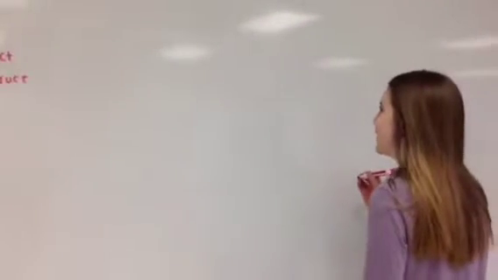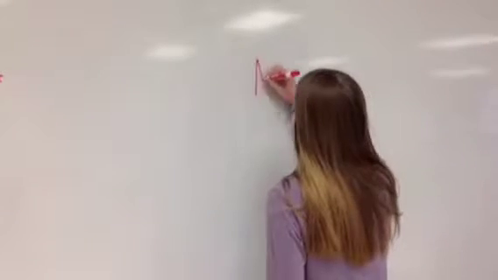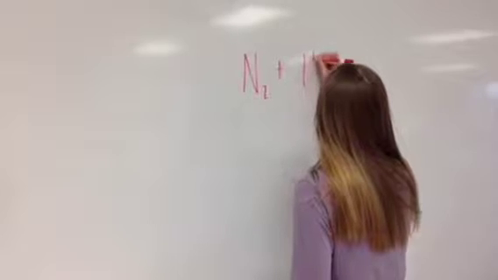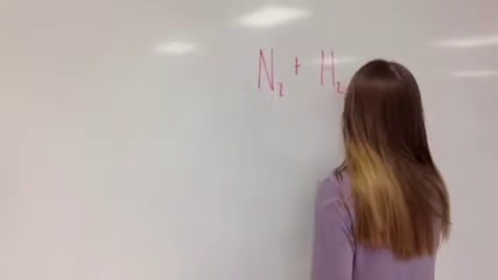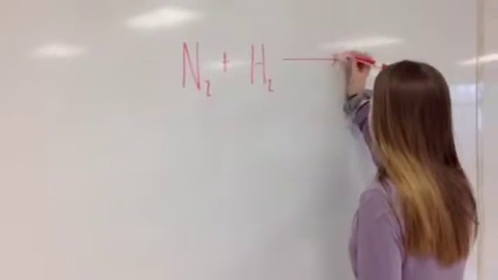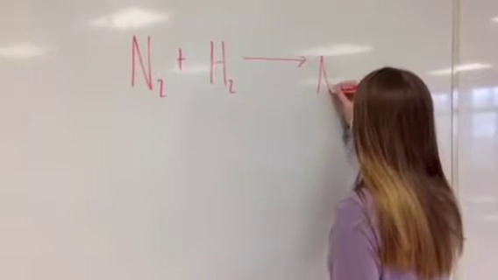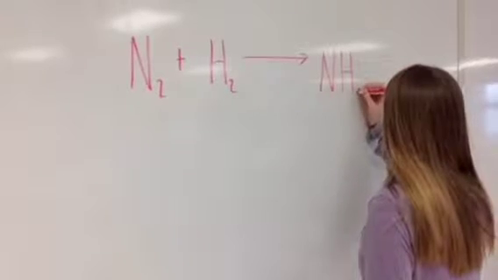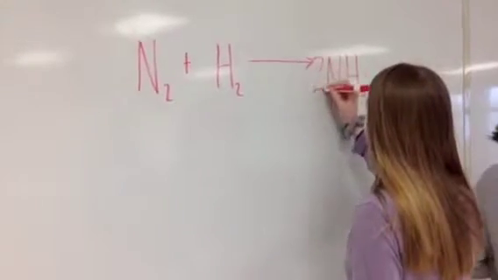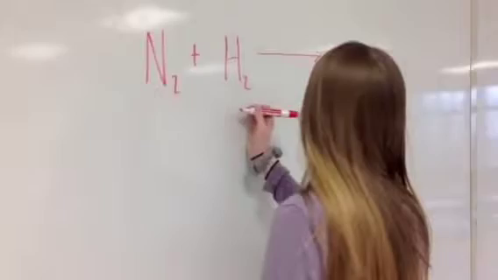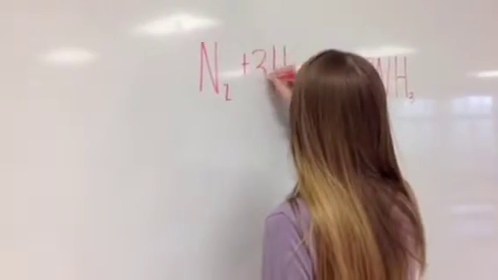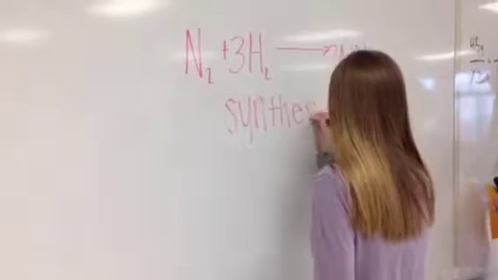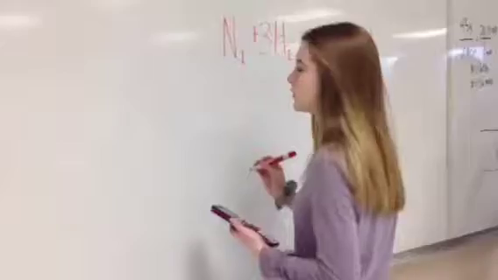To start off these BCA tables, we need to write the chemical equation that is given to us within the problem. That chemical equation is N2 plus H2 as the reactants to produce NH3. After, we must balance this chemical equation, and when the chemical equation is balanced, we have N2 plus 3H2 to produce 2 NH3s. This reaction is called synthesis.